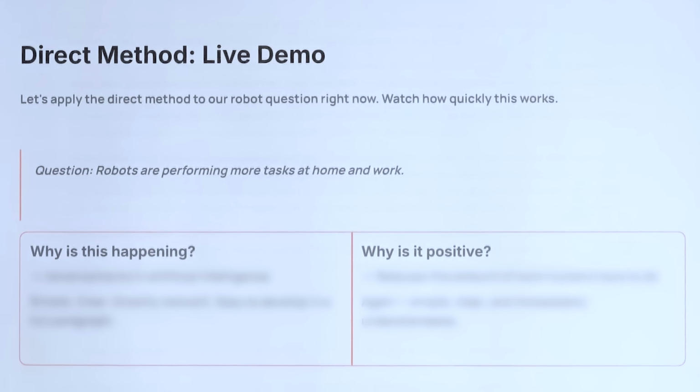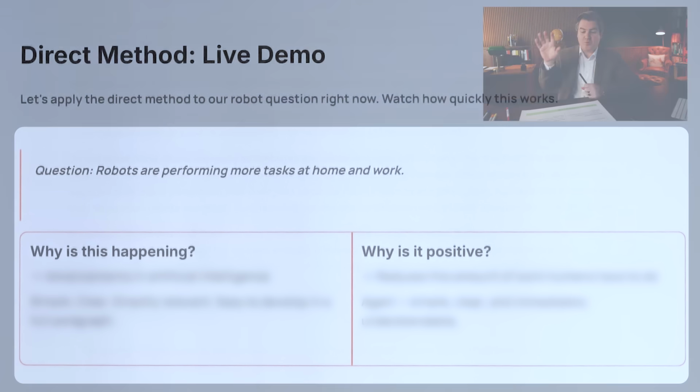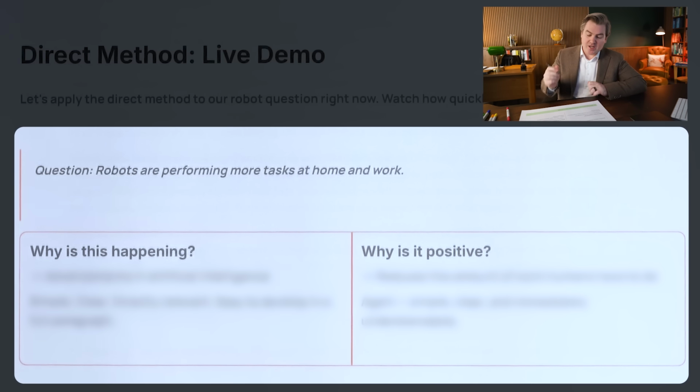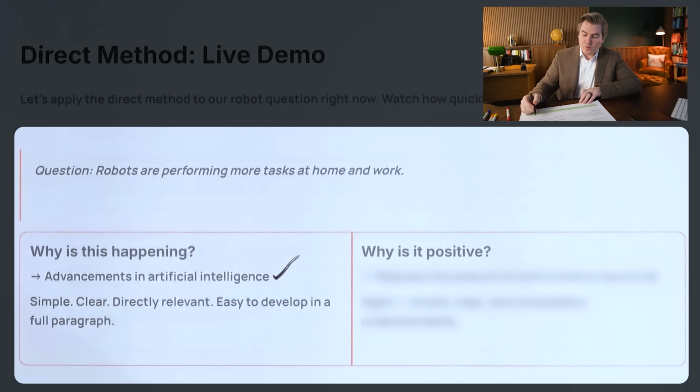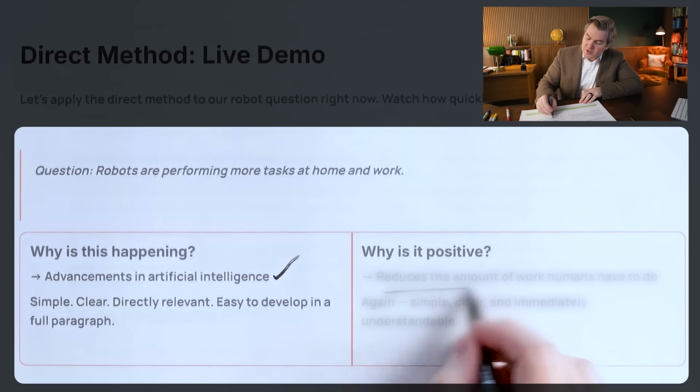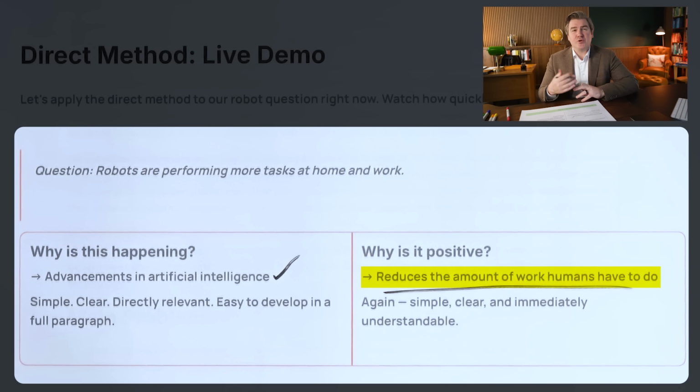Okay, so what we did was, when we were working with our VIP students, we did this with them, and the most common answer was advancements in AI, artificial intelligence. And when we asked them why they think this is positive, it reduces the amount of work we have to do. Extremely obvious and simple, but those are the best answers.